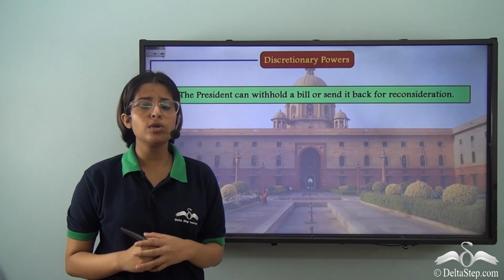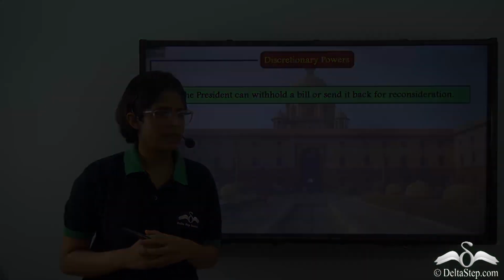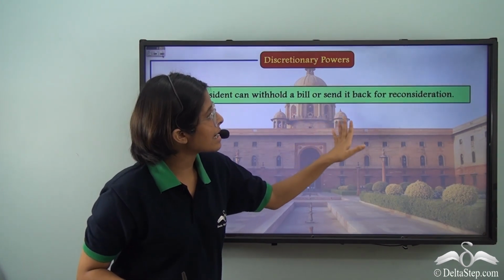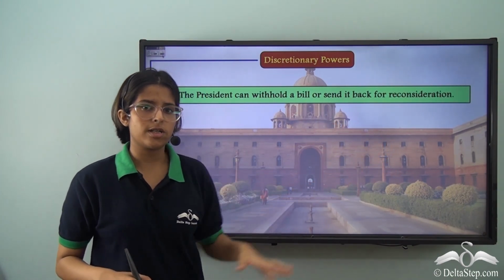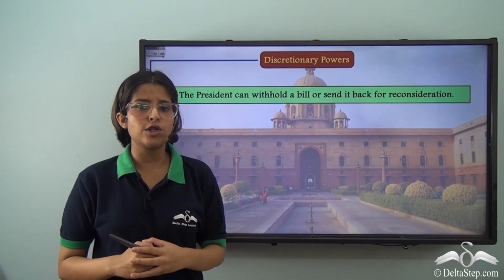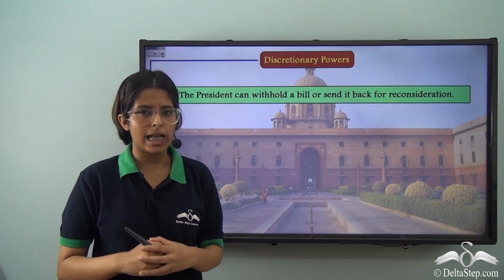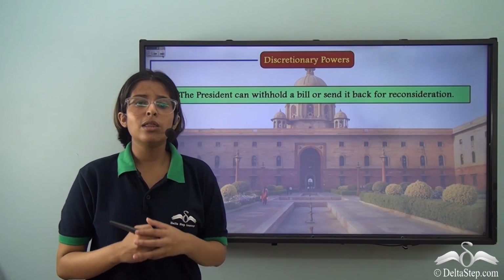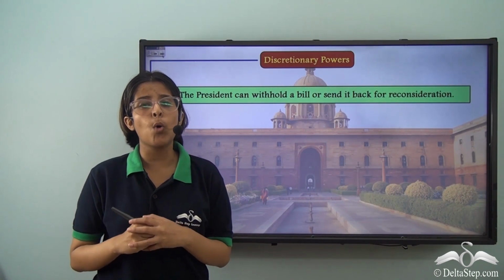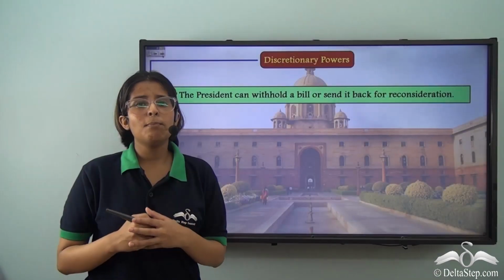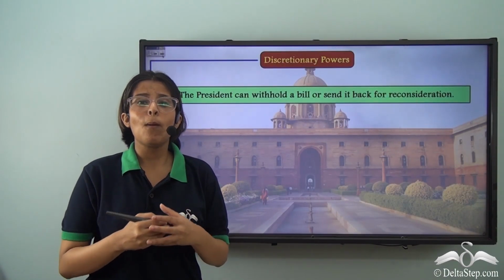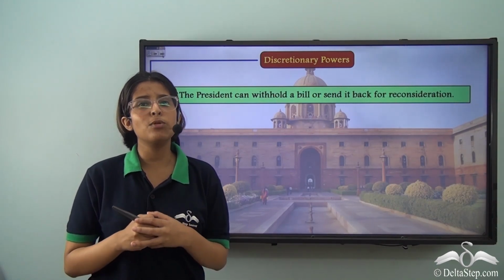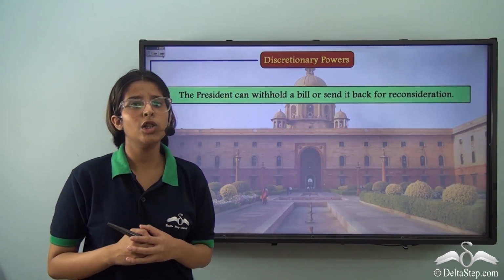Now let us go through the discretionary powers of the President. So the President can withhold a bill or send it back for reconsideration. And since the Constitution doesn't give a specific time frame within which the President will have to act on the bill, the President can exercise his pocket veto power. Thus, by keeping the veto in his pocket, that is not acting on it, the President can prevent the bill from becoming a law.